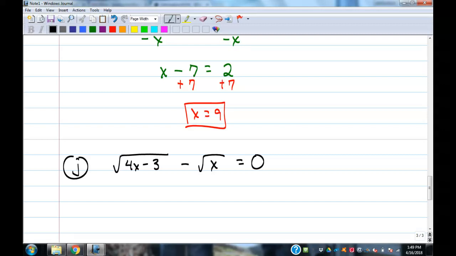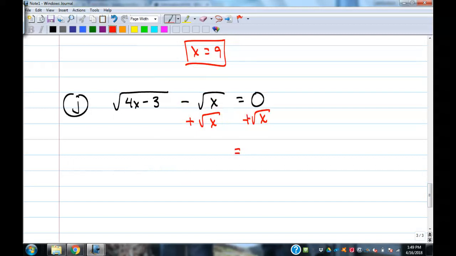How could I move this one around maybe to make it look like the example we just did? Because the reason I can do that is because look what's over here. Nothing. It's 0, right? So how could I move this one? By adding it, right? Because they're subtracting it. So if I add it to 0, what's 0 plus the square root of x? What's 0 plus anything? It's whatever you add to it, right? So 0 plus the square root of x is just going to be the square root of x. And on the left side, we've got the square root of 4x minus 3.